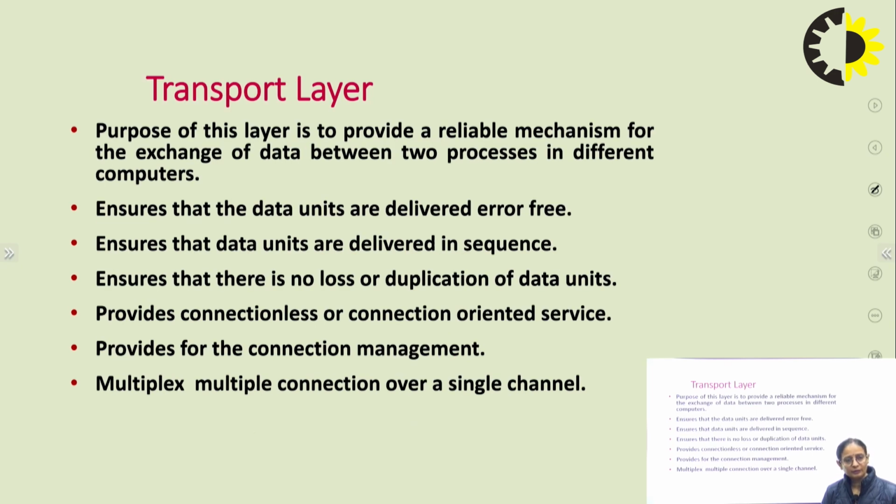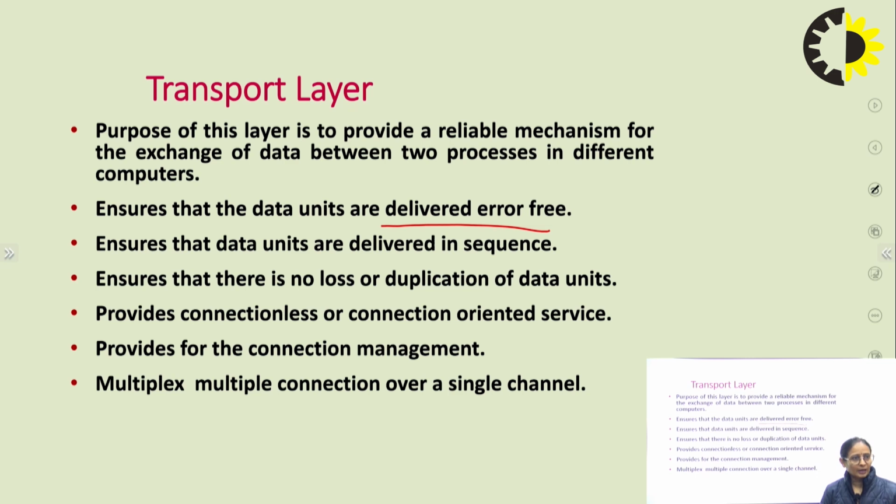Above the network layer, we have the transport layer. The basic purpose of this layer is to provide a reliable mechanism for the exchange of data between two processes in different computers. So, how does it do this? It ensures data units are delivered error-free, so error checking is done, and that the data units are delivered in sequence, that is, the sequence is maintained.